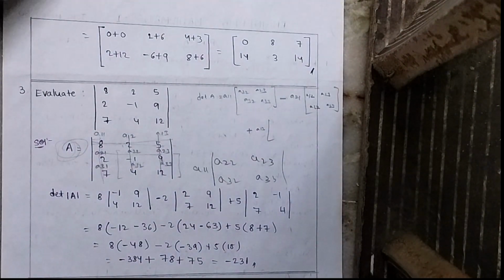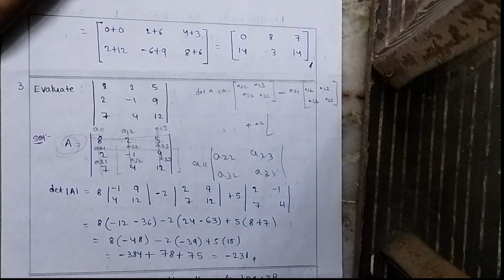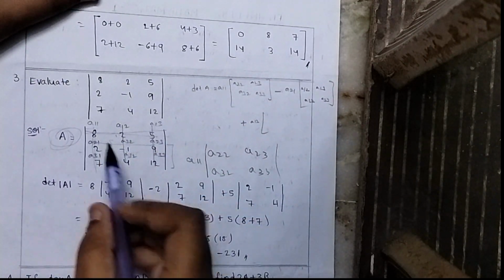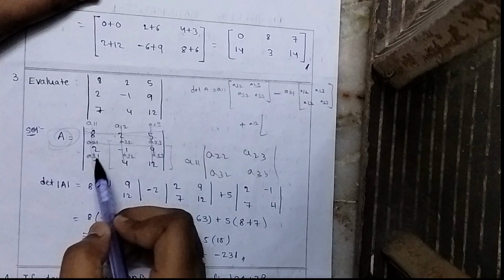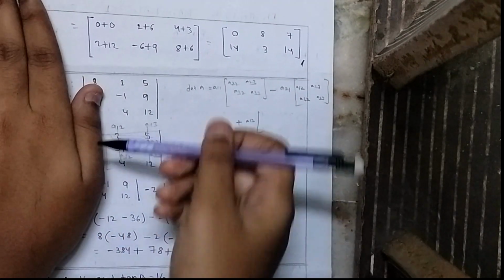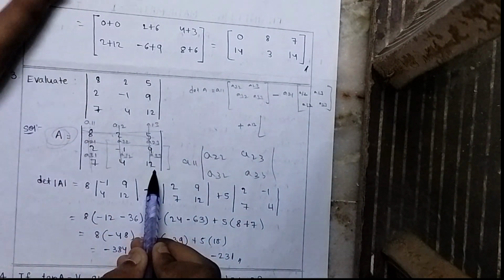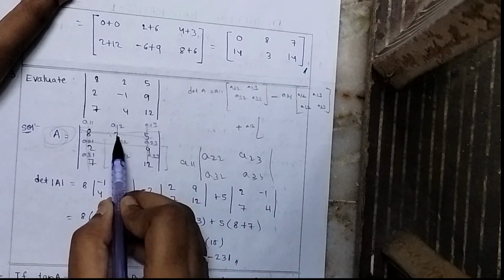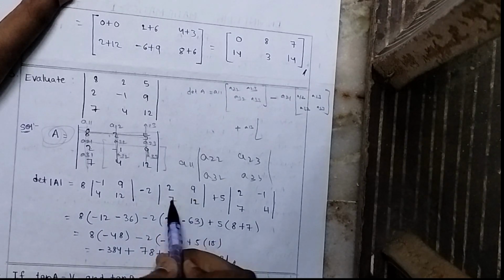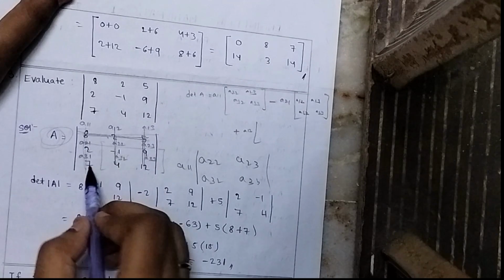Next one, evaluate the determinant 8 2 5, 2 minus 1 9, 7 4 12. So that means we need to find the value of det A. So the formula is det A is 8 into the first row first column element, and the remaining is done like this. That means 8 into (minus 1, 9, 4, 12). Next minus 2 into this one, cancel, that means (2 9, 7 12). Plus 5 into this one, cancel, that means (2 minus 1, 7 4).